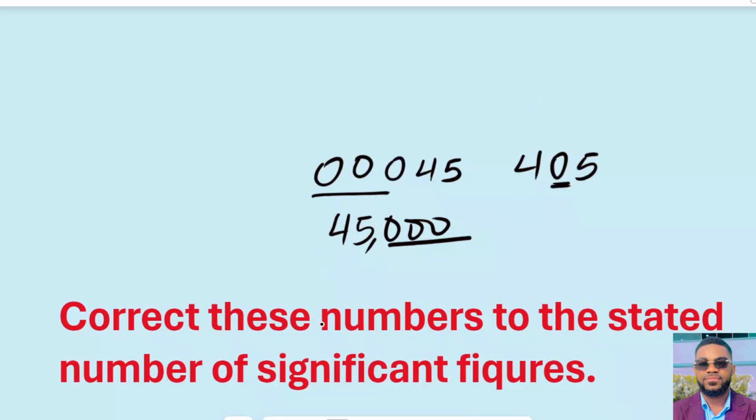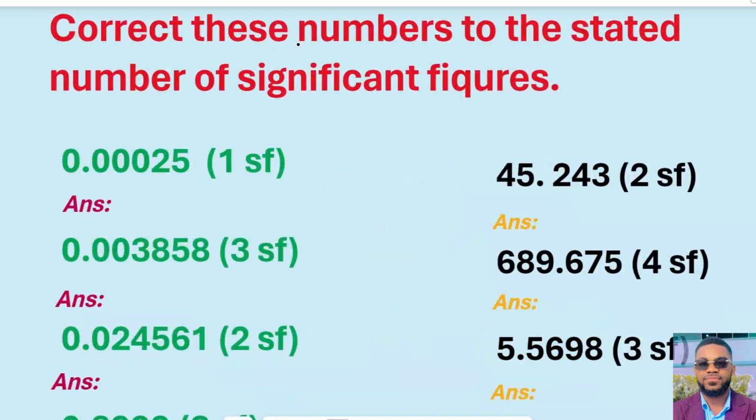So we have some numbers here that we are going to answer. We are going to correct the numbers to a stated number of significant figures. Correct these numbers to the stated number of significant figures. So the numbers are here, and these are the stated number of significant figures. So this is 1 significant figure, 3 significant figures, and what have you. But before we begin, this is something that you have to know.